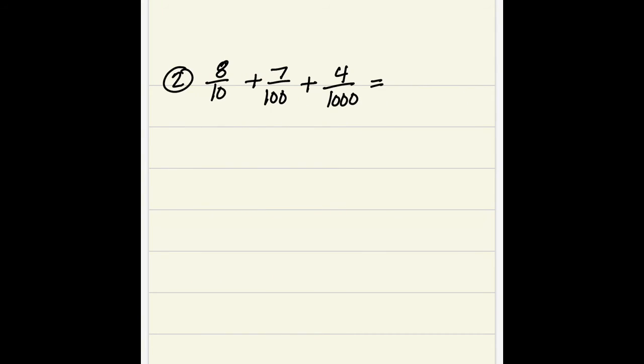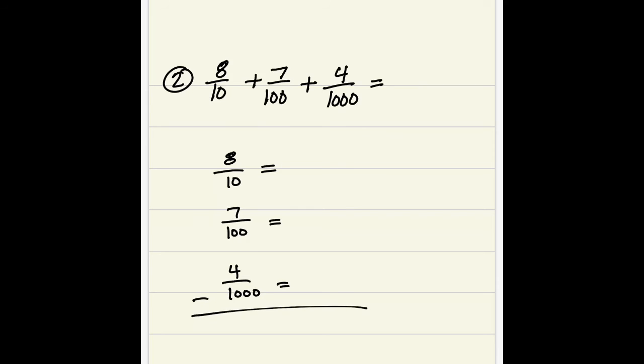All right, here is 8/10 plus 7/100 plus 4/1000. And again, I will pause the video, work the problem out, and then I will come back. All right. I'm assuming that you've worked the problem out, and now you're ready to go forth. This problem has 3 fractions. So you need a common denominator.